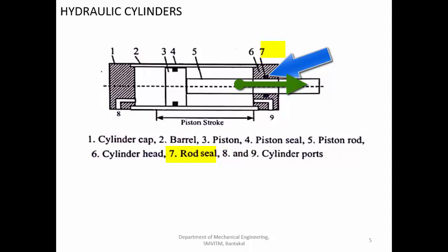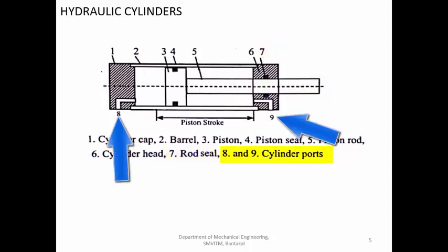So if the oil is continuously leaking here, you will have loss of oil, you will have loss of power, you will have loss of pressure. So in order to prevent it, you are using the seal number 7. Next one is 9 and 8. 9 and 8 are the cylinder ports.